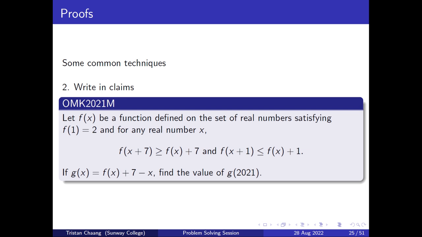So you want to play around with these two inequalities, because that's the only information you have, and also f(1) equals 2. But these two inequalities are the ones that involve all real numbers x, so you can play around with them. In fact, can anyone think of a way to combine these two inequalities together to force some kind of equality?